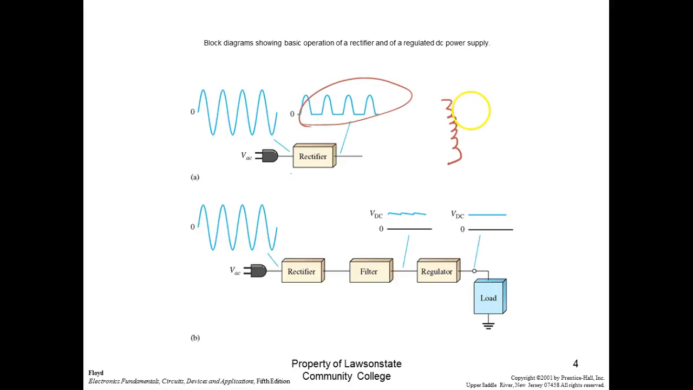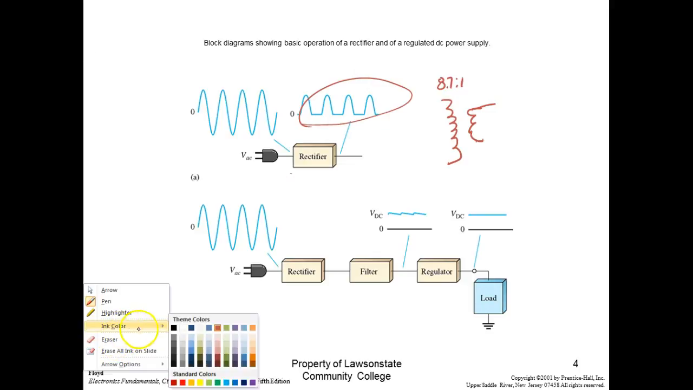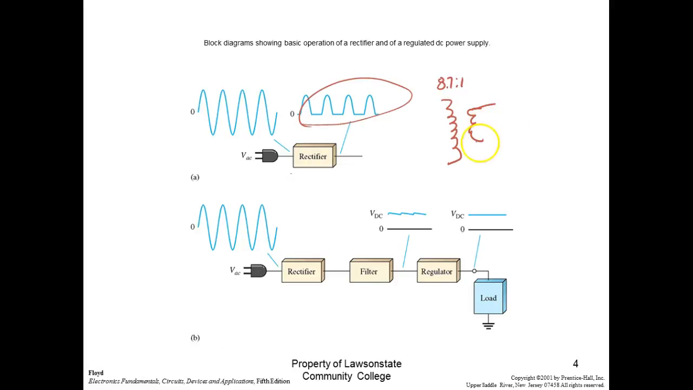We're using a transformer that's got an 8.7 to 1 ratio. And the transformer itself is center tap, but we're going to use it just like it's a regular transformer. We talked a little bit about center tap transformers last class, right?